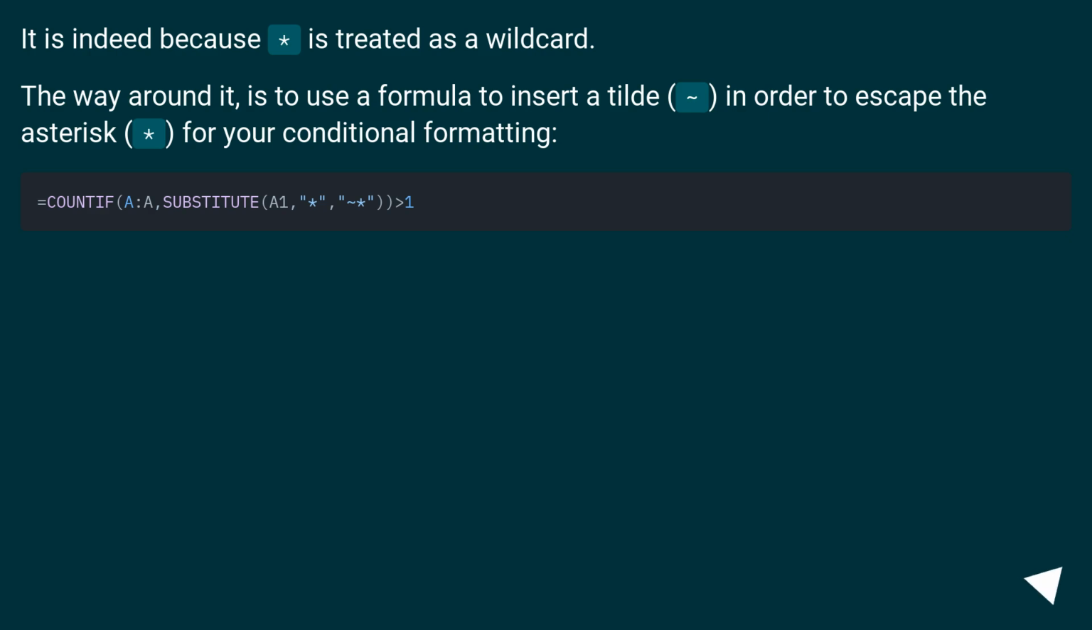It is indeed because the asterisk is treated as a wildcard. The way around it is to use a formula to insert a tilde, in order to escape the asterisk, for your conditional formatting.